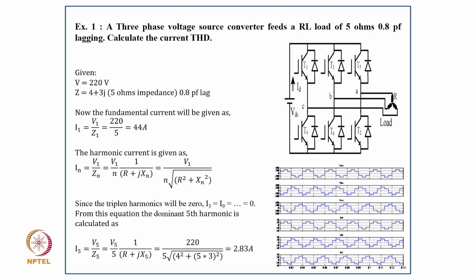That is 44 ampere, and the harmonic current is given by In equal to V1 upon Zn, equal to V1 upon n times 1 upon R plus jXn, equal to V1 upon n under root R square plus Xn square. Since the triplen harmonics will be 0, I3 and I9 will be 0. So from this equation, the dominant fifth harmonic is I5 equal to V1 upon Z5, that is 220 upon 5 times root of 4 square plus 5 into 3 square, and that becomes 2.83 ampere.